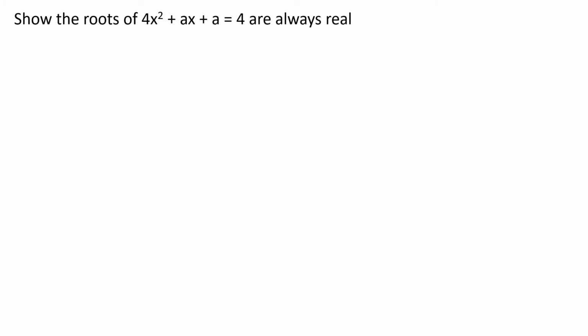Now here's a bit of a spookier question. We want to show the roots for this equation are always real. So it's not saying how many there are. We don't know what the discriminant is. But if it's talking about the roots always being real, then clearly we need to look at the discriminant. So in this case, we've got a is equal to 4, and b is equal to a, and c is equal to, oh, hang on a second.